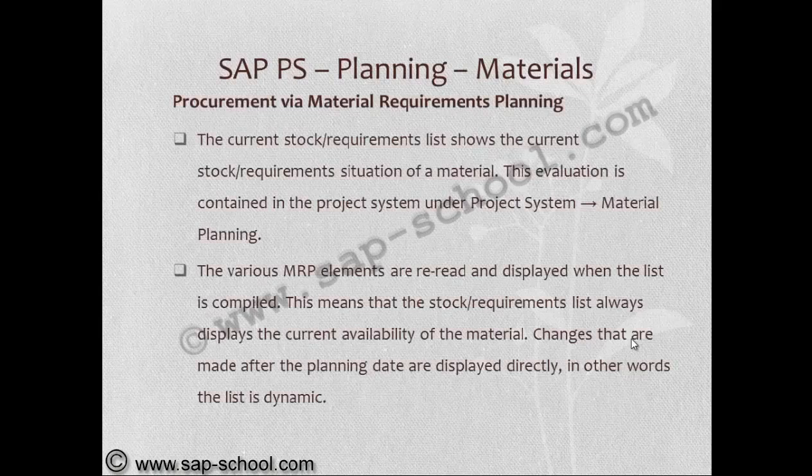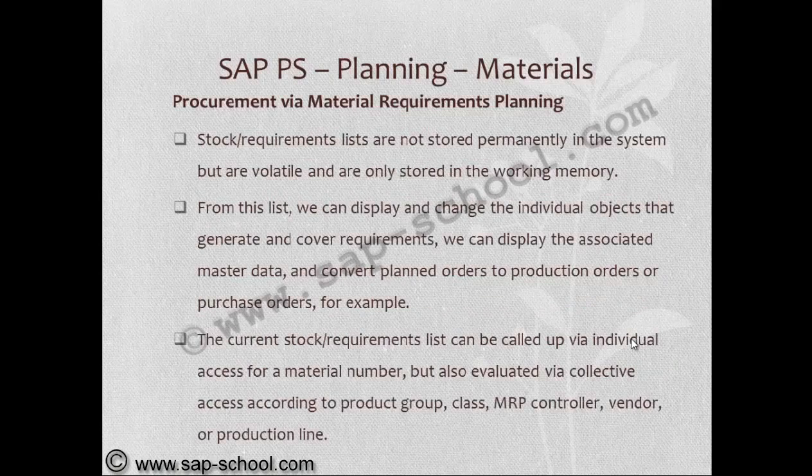The current stock or requirement list shows the current stock requirement situation of a material. This evaluation is contained in the project system under project system material planning. The various MRP elements are reread and displayed when the list is compiled. This means that the stock or requirement list always displays the current availability of the materials. Changes that are made after the planning data are displayed directly. In other words, the list is dynamic.